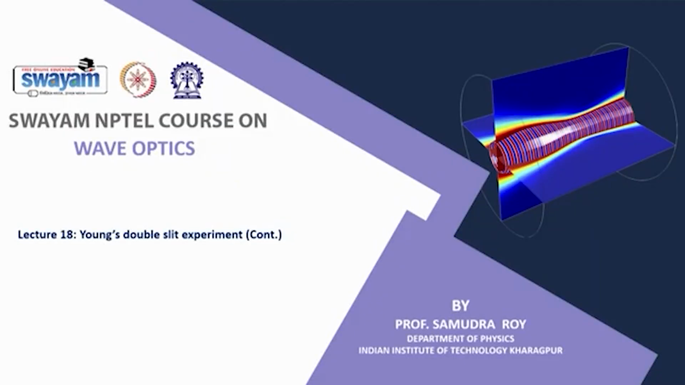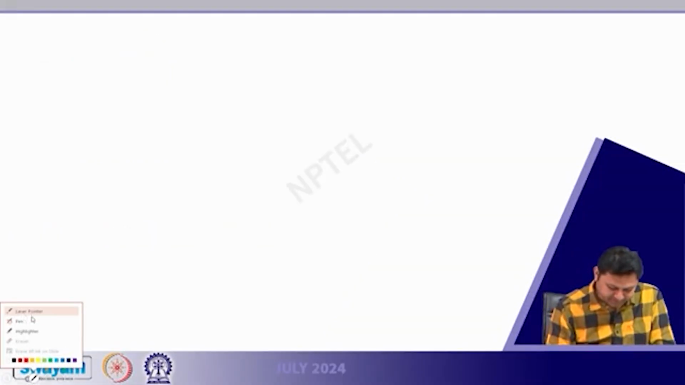So today we are going to have lecture number 18, and we will continue with the Young's double slit experiment that we started in the last class. Let me first describe once again the concept of the double slit experiment.